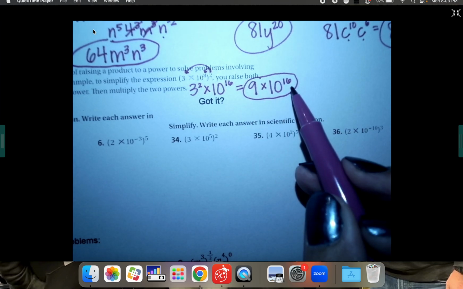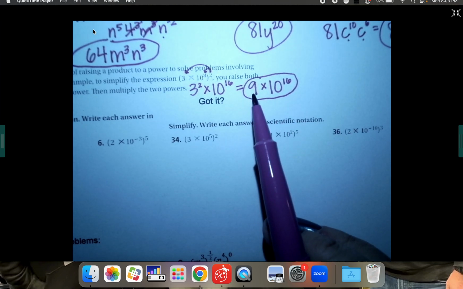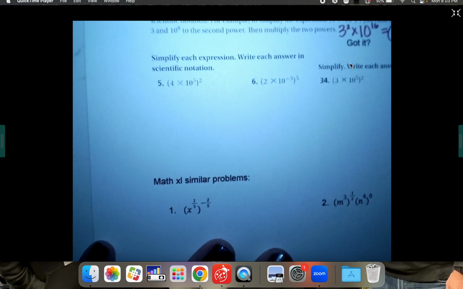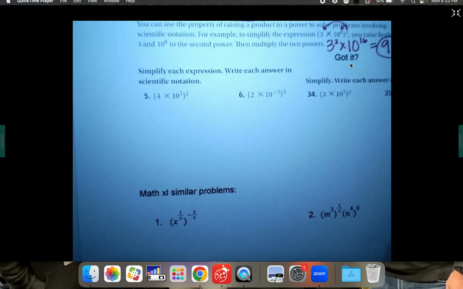Otherwise, you need to look at how you need to move the decimal, and that would cause you to change your exponent as well. I think we have a few of those examples just to remind you how to do that. So let's try number 5.